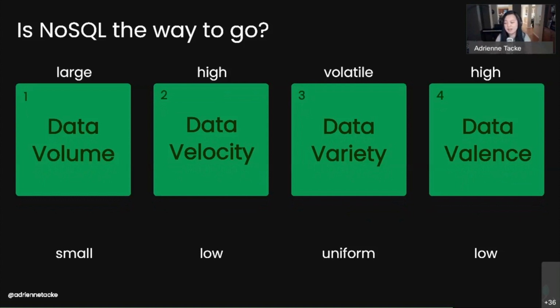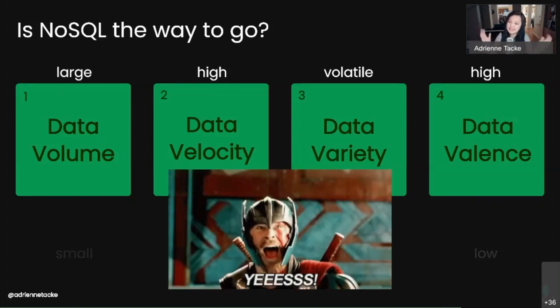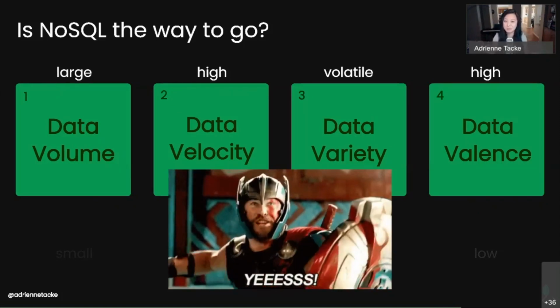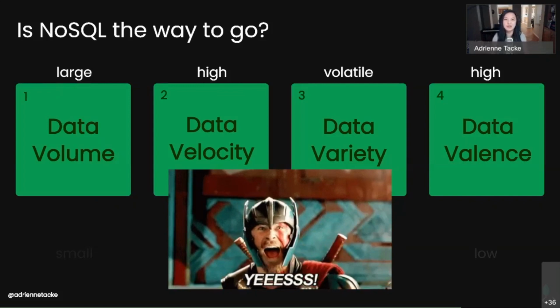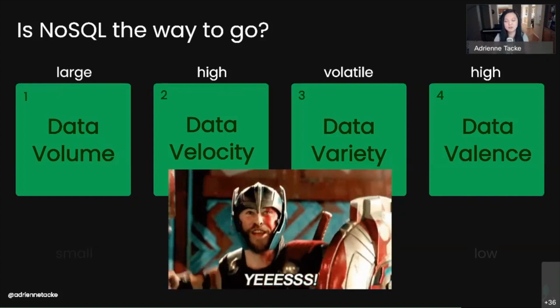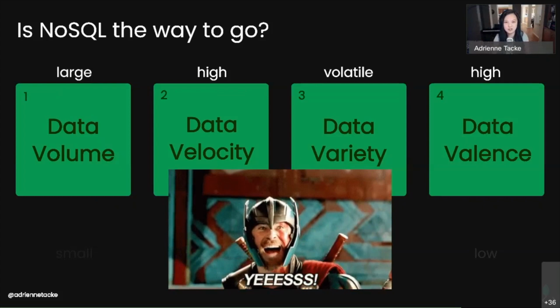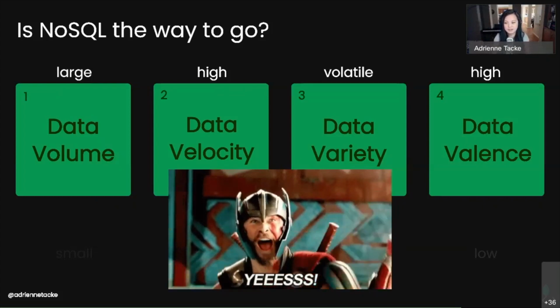If you have a high volatility of data, meaning your data is all over the place, it's varied, it's not as uniform as you would expect it to be. And if your data valence is high, meaning you have a lot of connections that may not be as easily modeled in a relational database, then yes, NoSQL is probably the way to go. It's a general rough rule. There are, of course, exceptions, but in essence, yes, you can be confident that that is the way to go.